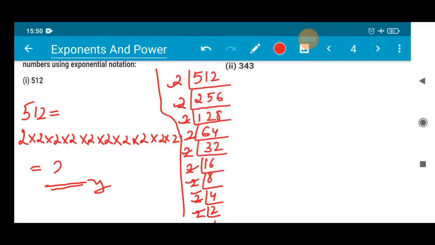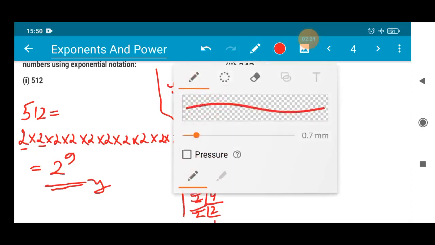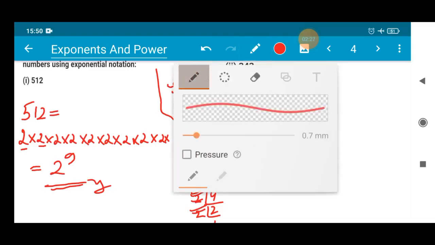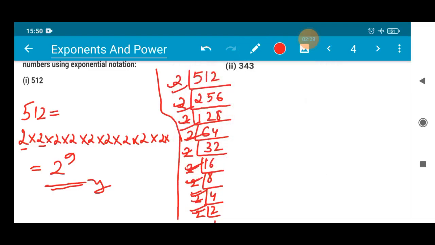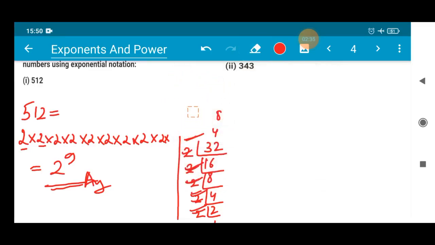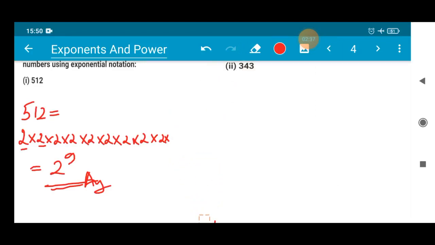There is some mistake in counting I have done. So 1 2 3 4 5 6 7 8 and 9. One extra 2 I have written. So this will be 2 to the power 9. All right, so 2 to the power 9 is the answer. Similarly, let me erase this part. I hope the concept is clear to everybody.